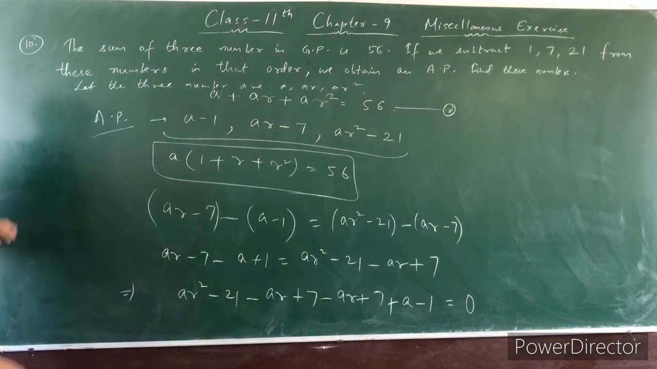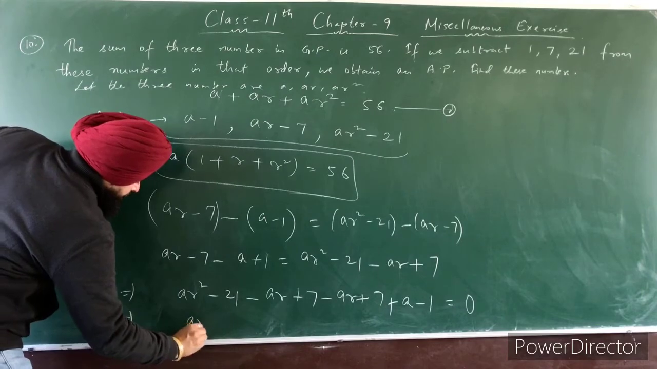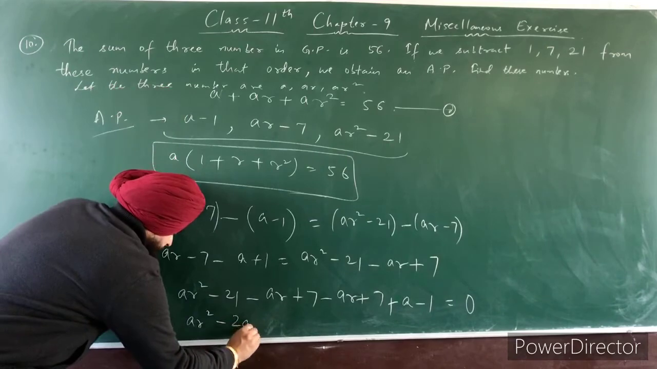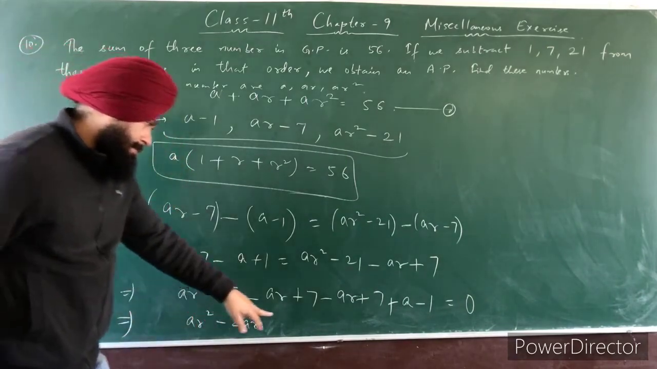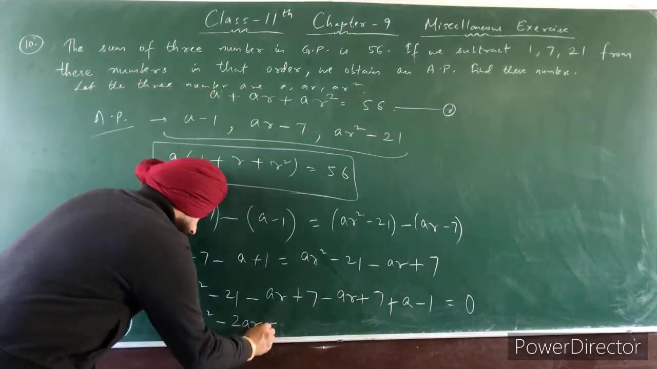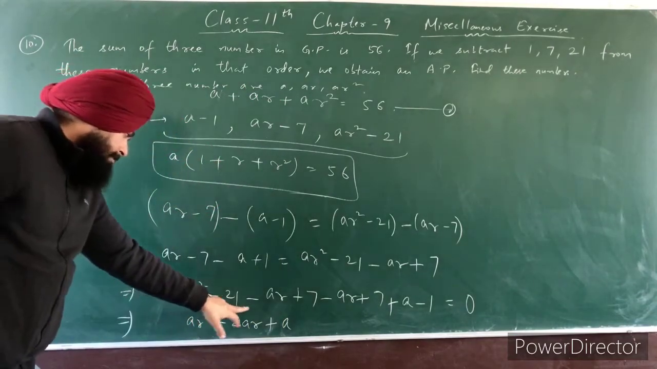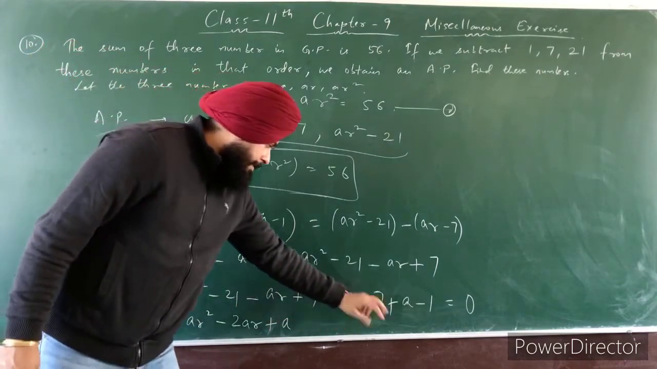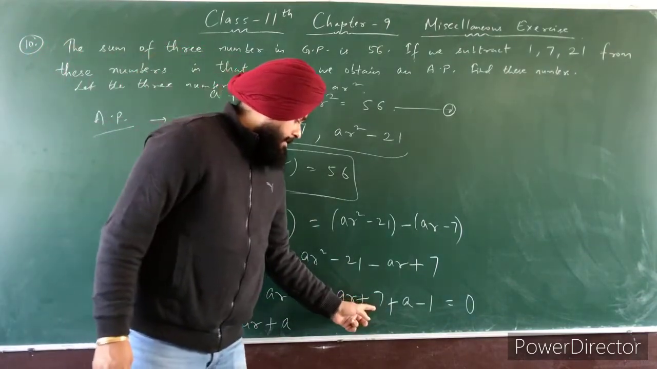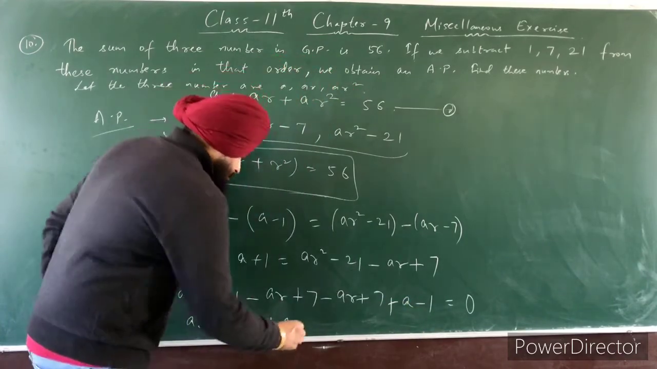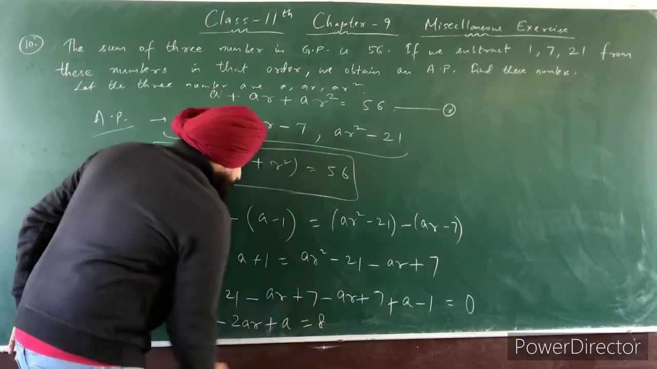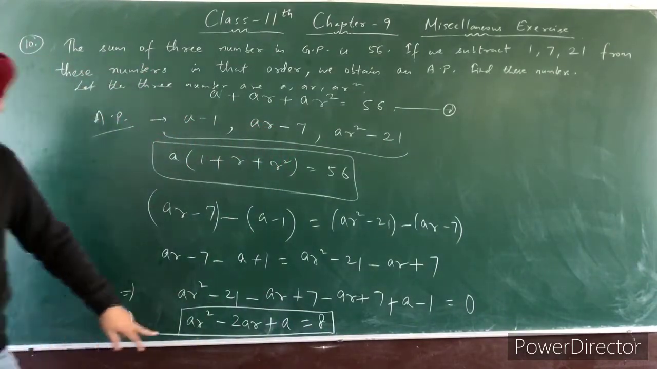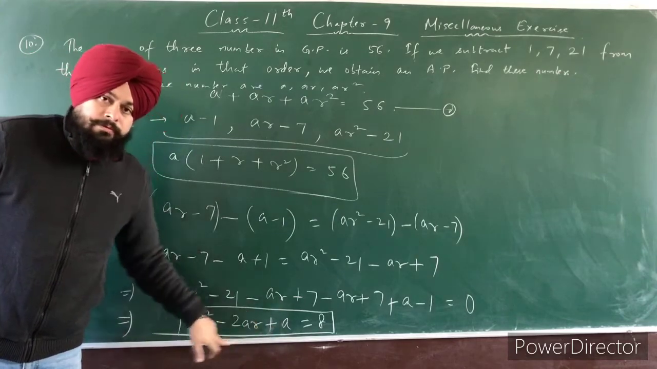0. Or ar square minus ar, it is minus 2ar. Next, plus a, minus 21 plus 7, how much? Minus 14. Minus 14 plus 7, minus 7, minus 7, minus 1, minus 8. And we write here equal to 8. Alright. Now you can see here a is again common from the left hand side.